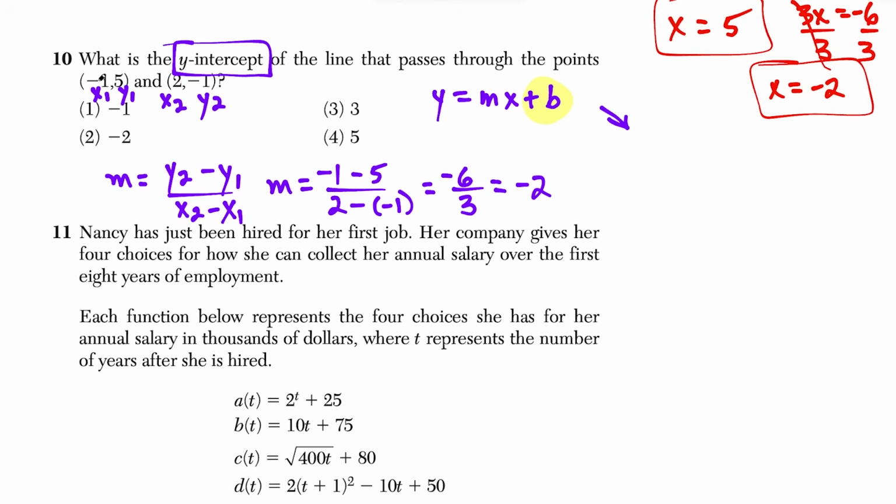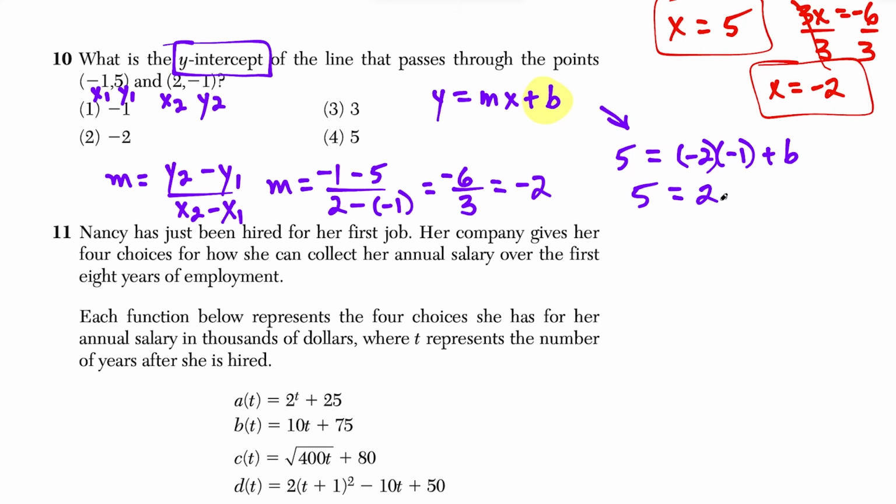So let's say I plug in x1, y1. I would have y is equal to 5, and I'm setting this equal to m. We just found the slope between the 2 points was -2, times the x value when y is 5, which is -1. And then we have plus b. So now I just work this out here.